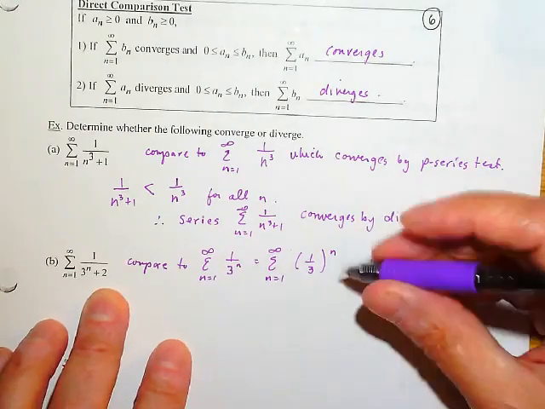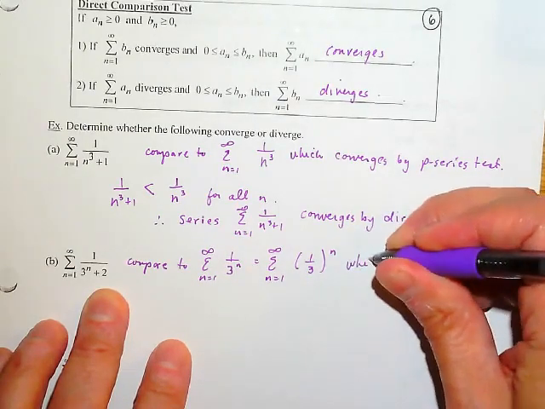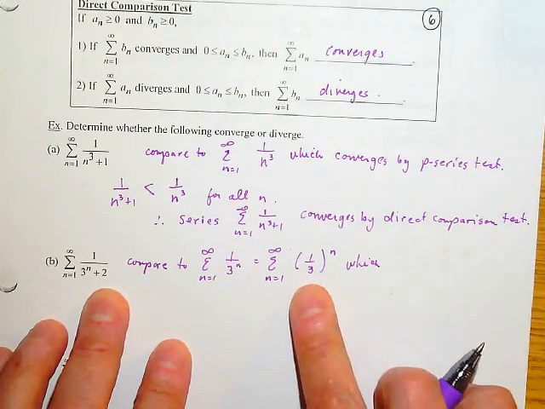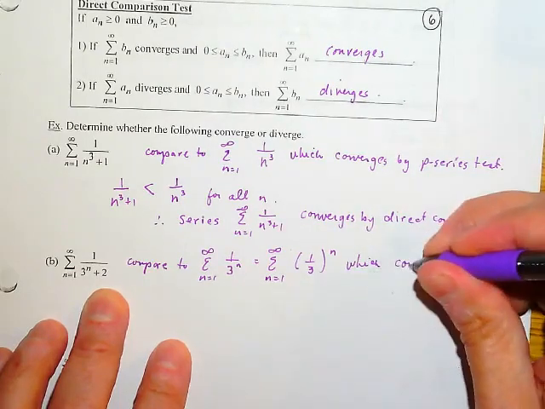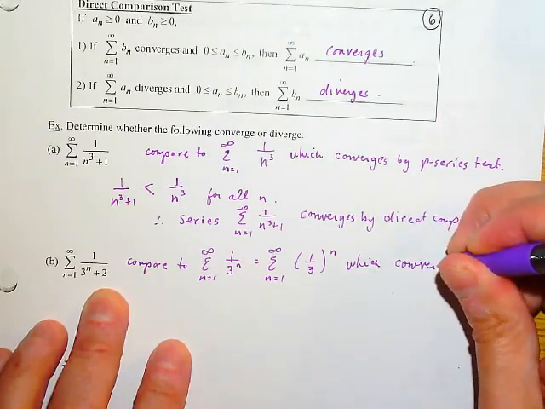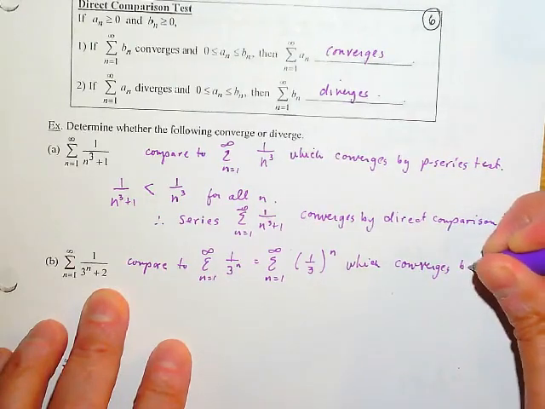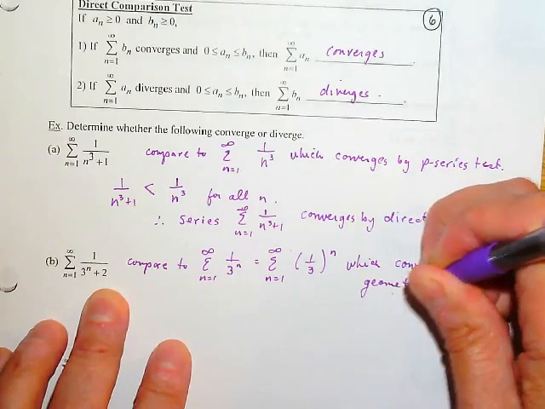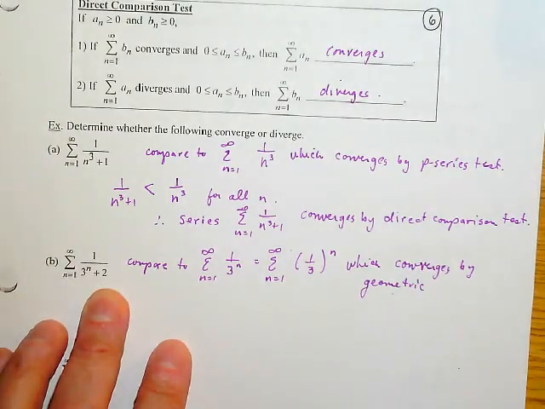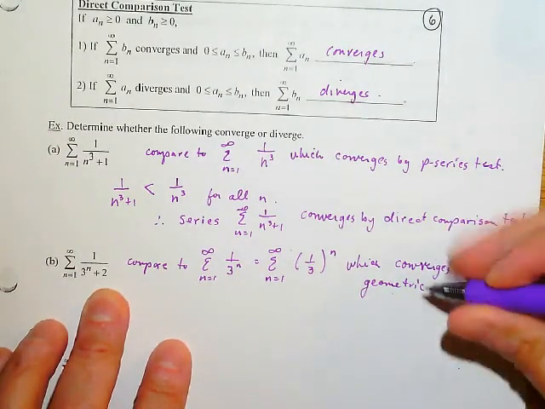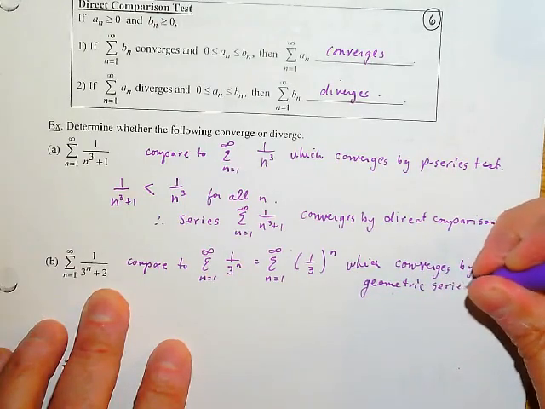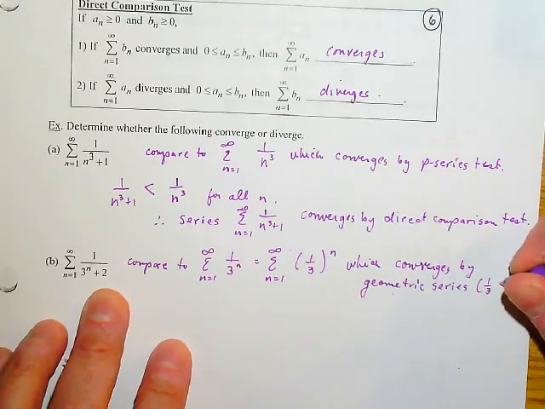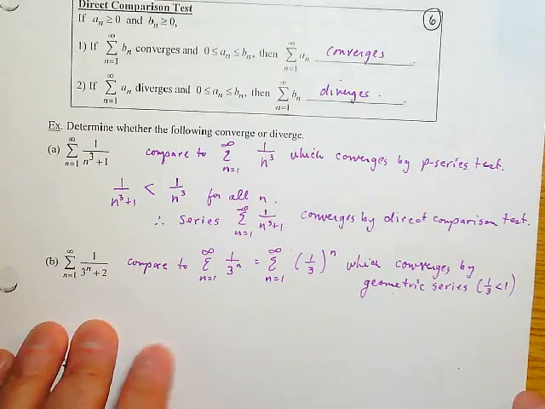Okay, so which is going to do what then? Well, if r is less than 1, we're going to say that converges by geometric series. So we have to name why the compared-to series converges. And if you want, you could say 1/3 is less than 1. Okay, that's true. Okay, we need to set up an inequality.